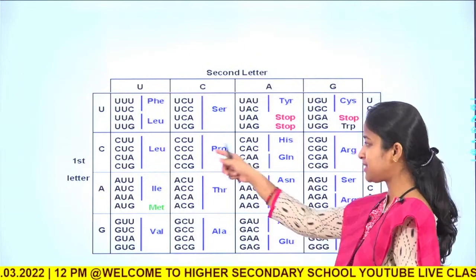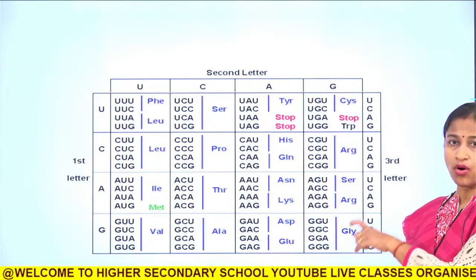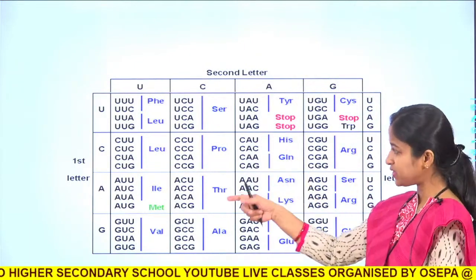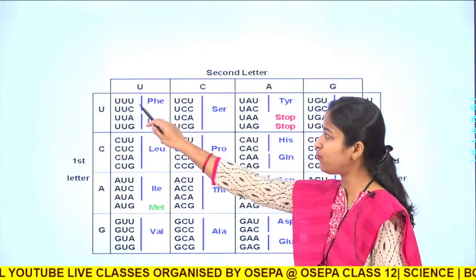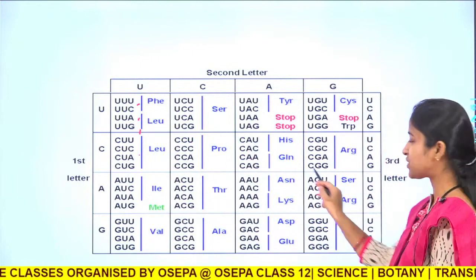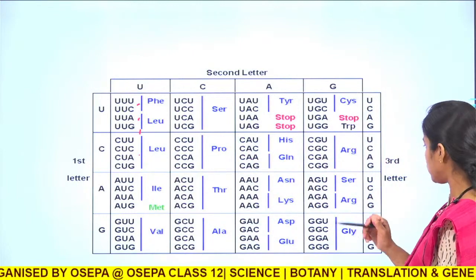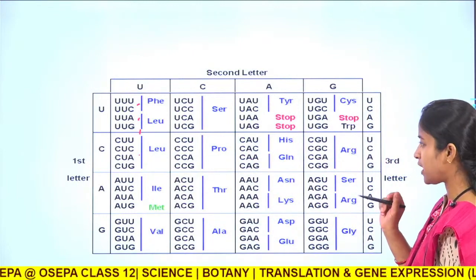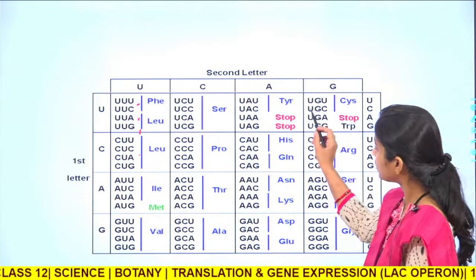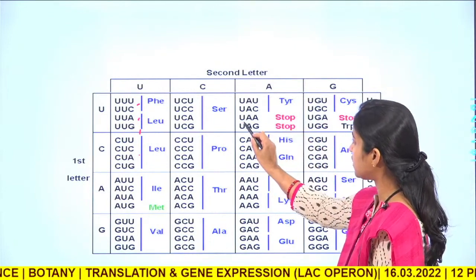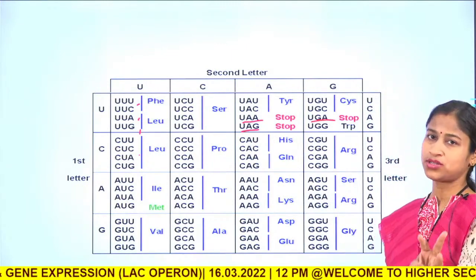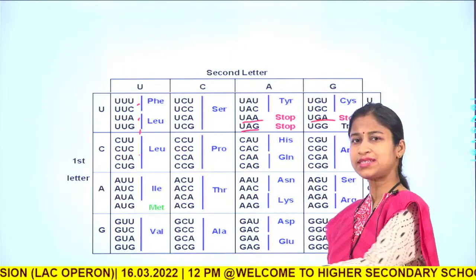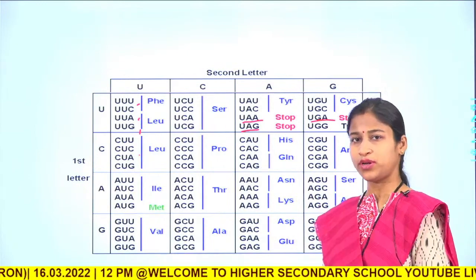So, next, this is the complete table of the genetic code, which you can see well. There are totally 64 codons, out of which the stop codons are UAA, UAG and UGA. So, these 3 are stop codons, and the remaining 61 code for certain amino acids.